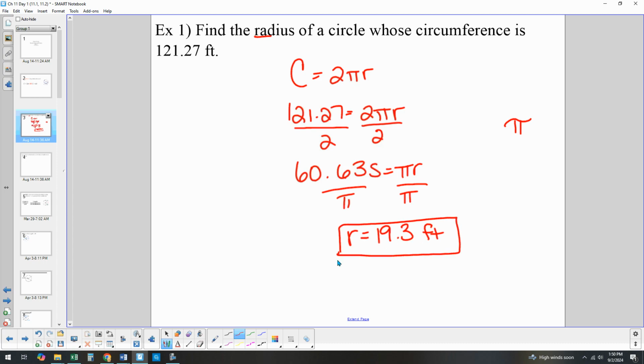It should work on some calculators if you tried to divide 121.27 by 2 pi, but it also might give you a totally different answer, in which case if you wanted to divide all at once, you would have to use your calculator and hit 121.27 divided by, and then parenthesis 2 pi. And then you should definitely get the right answer.